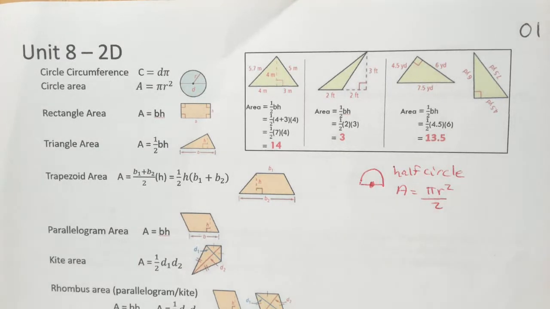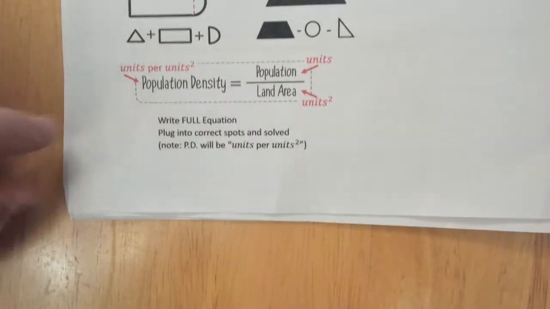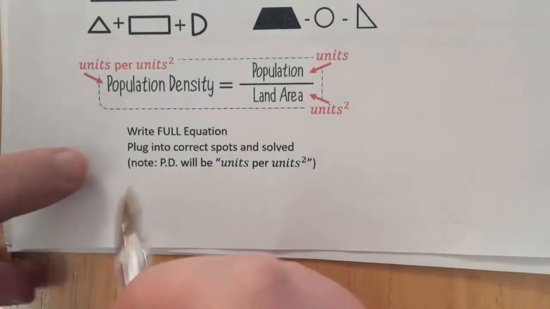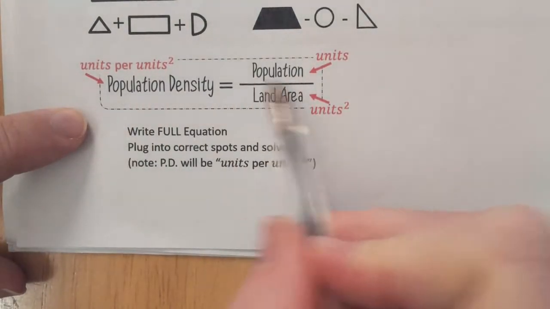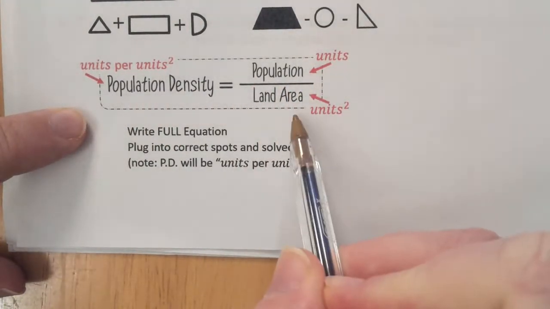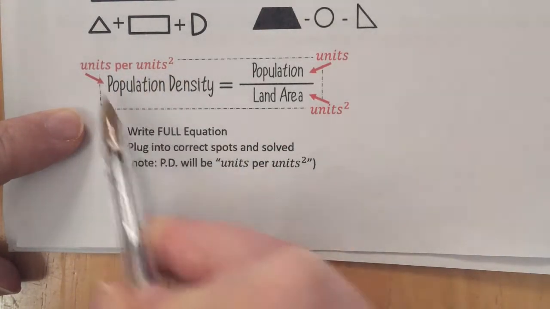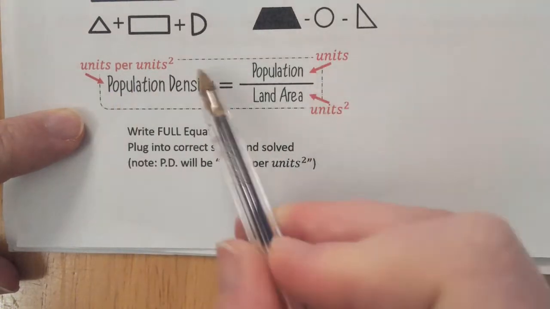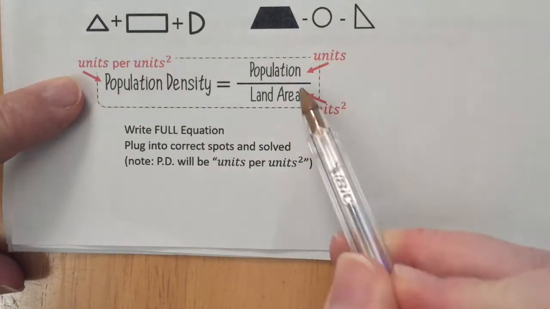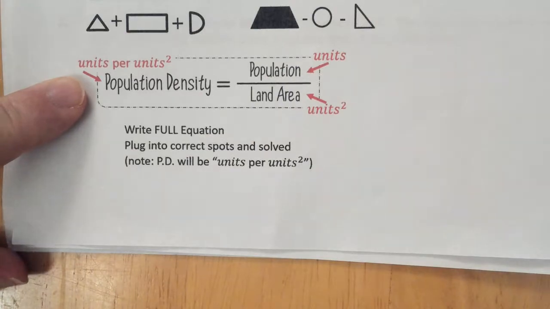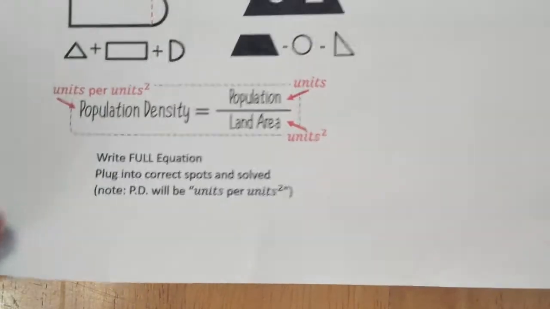Today we're going to be talking about population density. Basically, population density is population divided by the land area. So if it's units per unit squared, that will be population density, where on the top will be units and on the bottom would be units squared. Simple as that.